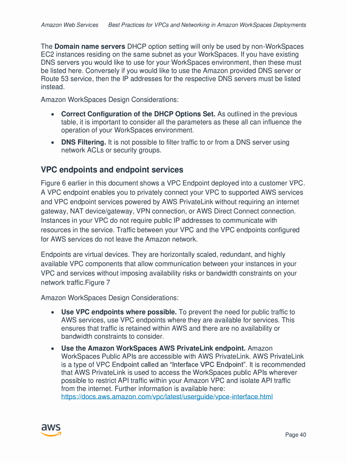Use the Amazon Workspaces AWS PrivateLink endpoint. Amazon Workspaces public APIs are accessible with AWS PrivateLink. AWS PrivateLink is a type of VPC endpoint called an interface VPC endpoint. It is recommended that AWS PrivateLink is used to access the Workspaces public APIs wherever possible to restrict API traffic within your Amazon VPC and isolate API traffic from the Internet. Further information is available here.